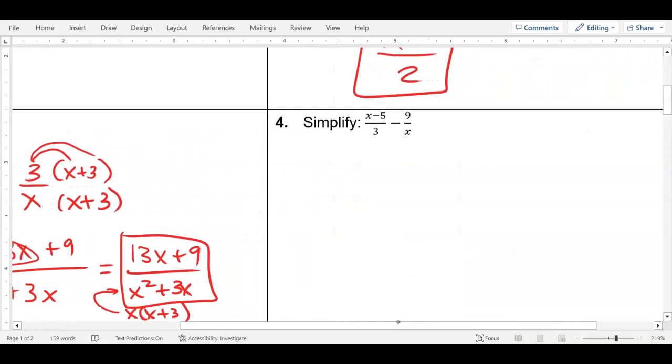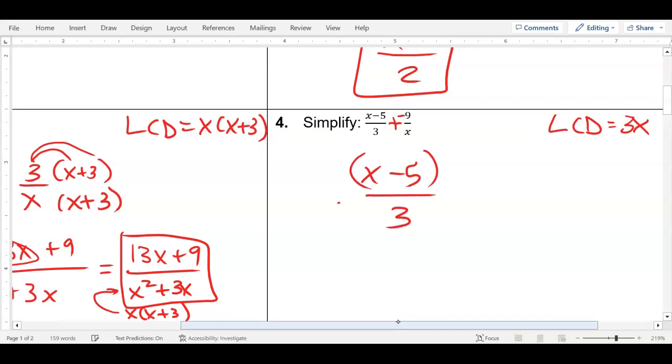Okay, over here, number 4, same idea. By the way, when you see subtraction, you turn that into a plus sign and put the negative to the right. So 3 and x, the LCD, the least common denominator, is going to be 3x. 3 goes into 3x, x goes into 3x. So we're going to take this first fraction and multiply it by x. And then we're going to take this second fraction and multiply it by 3.